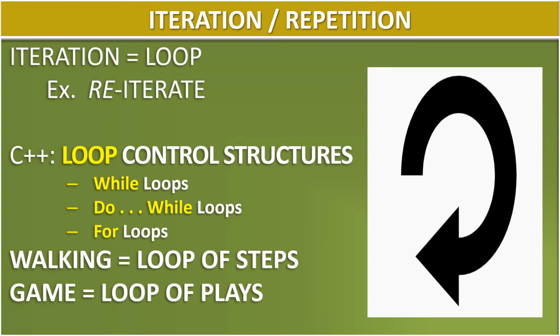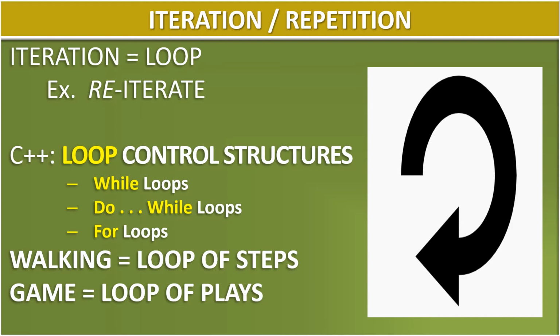Our second type of directions are iteration or repetitions. And iteration is the same as a loop, and you probably heard the word reiterate, to repeat something. So iterate is once, reiterate is doing it twice or more. So iterations refer to loop control structures, and in C++ we're going to run into 3 of those. We're going to talk about while loops, which means something repeats while something is true. A do while loop, which is related to that, but it at least guarantees that you go through one iteration of the loop before it might terminate.